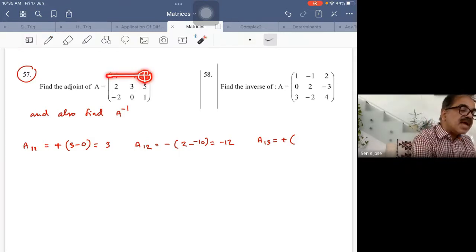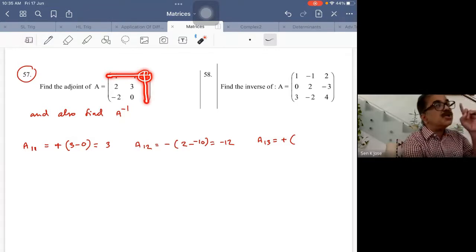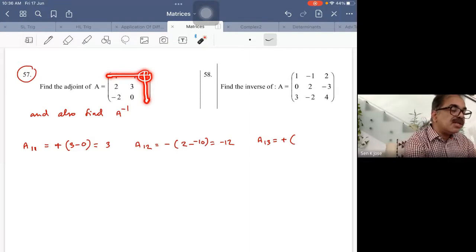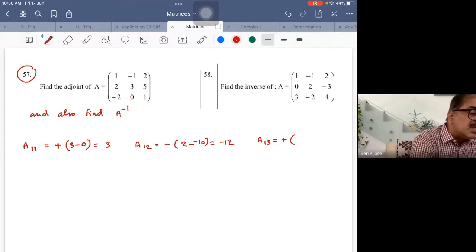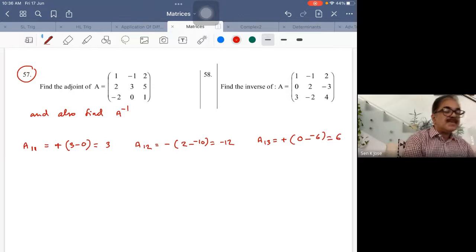Delete the row and the column it contains. You see, you don't pick up the element, only the position sign. Then delete the row and the column it contains, cross multiply. You will get 2 into 0 is 0 minus minus 6, which is going to be 6. That's just the first row.